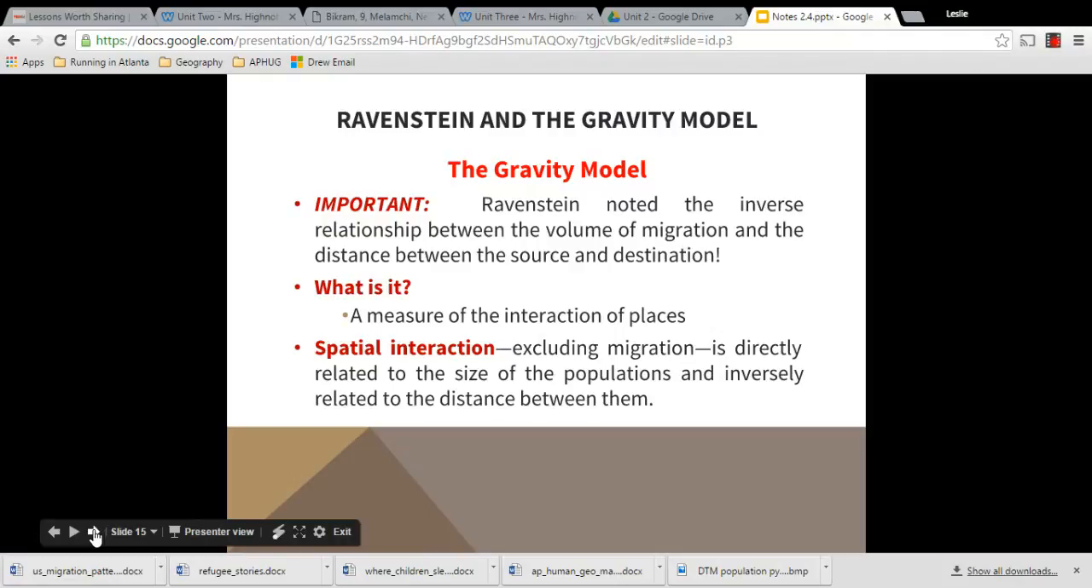So it's a measure of the interaction of places. And this goes back to the idea of spatial interaction. Migration is directly related to the size of the populations and inversely related to the distance between them. So there's a positive correlation with the size of population, but a negative correlation when it comes to distance.